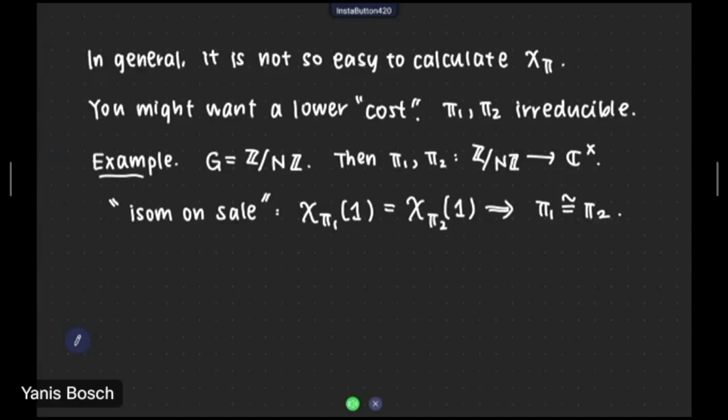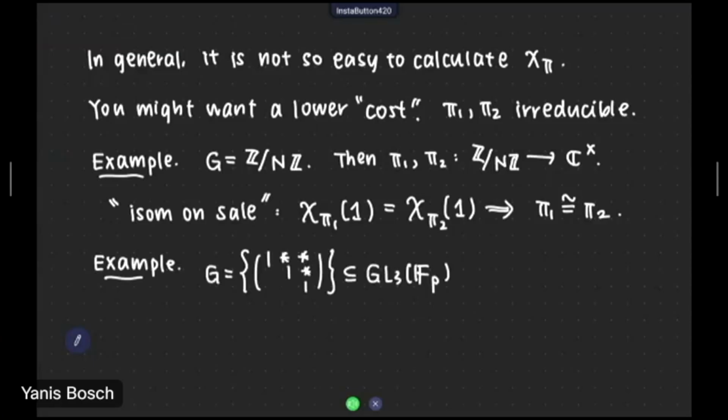So next I have a slightly more non-trivial example. This group is called the Heisenberg group. It is a beloved group by many. If you study Weil representation or theta correspondence, then this group comes up very often.